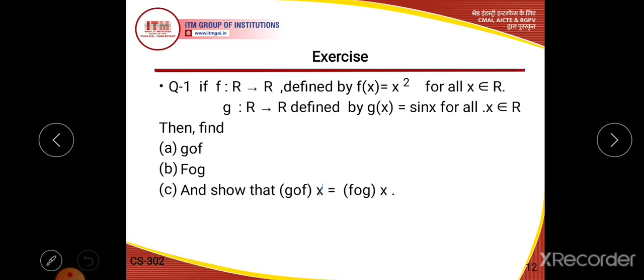Now come to the exercise. This is an exercise for you, in which you have to find g∘f and f∘g, and in the last you have to show g∘f is equal to f∘g. So this is the exercise for you.